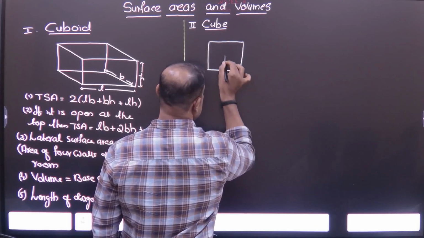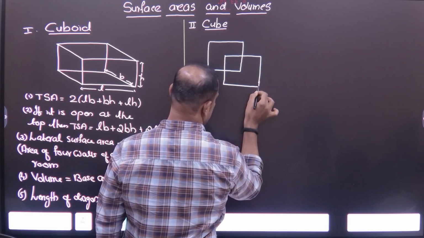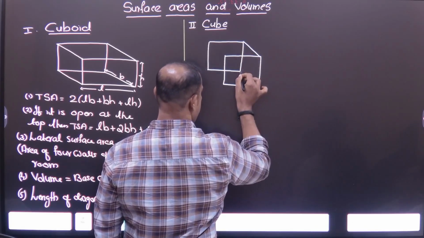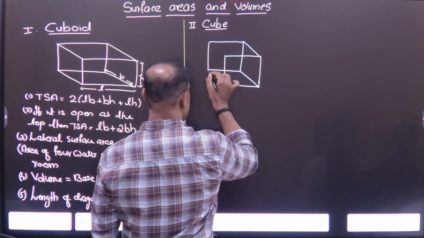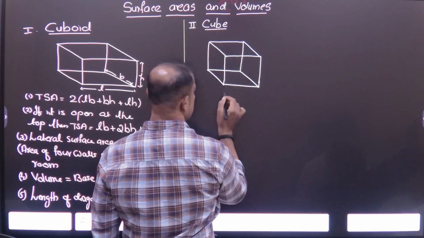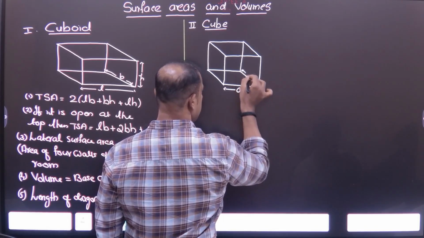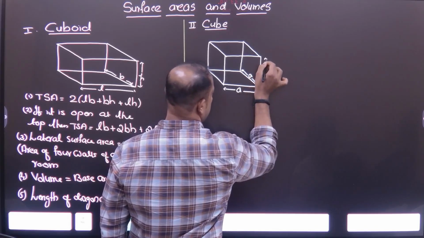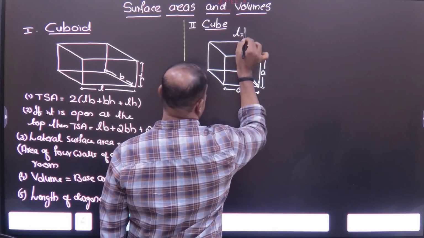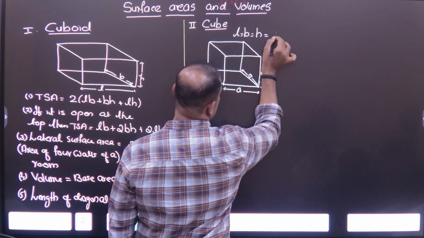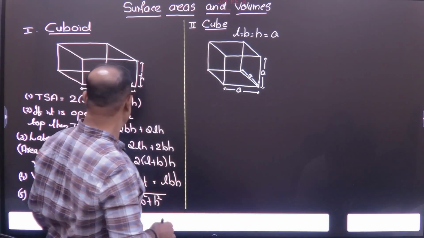What is the shape of each face of the cube? Square. And it is A: length A, breadth A, and height is also A. Means length is equal to breadth is equal to height, equal to A.